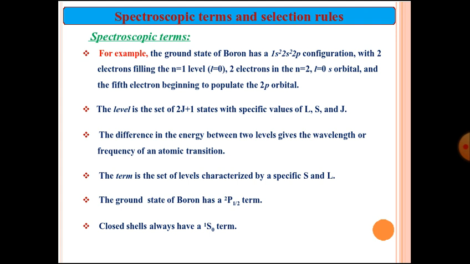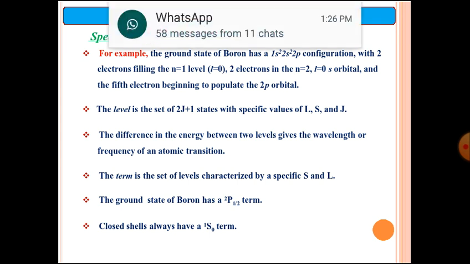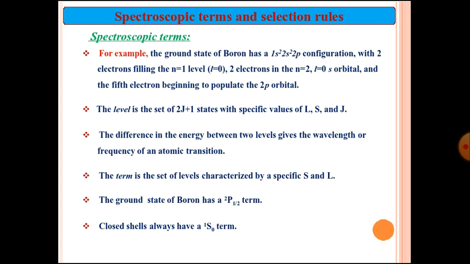For example, the ground state of boron has a 1s² 2s² 2p configuration, with 2 electrons filling the n equal to 1 level, where L equal to 0, 2 electrons in the n equal to 2, L equal to 0 orbital, and the fifth electron having to populate the 2p orbital.